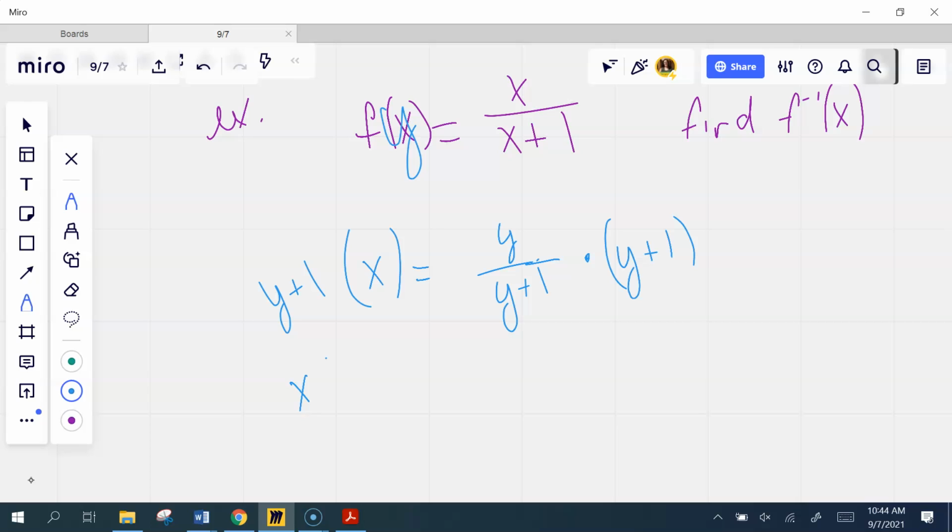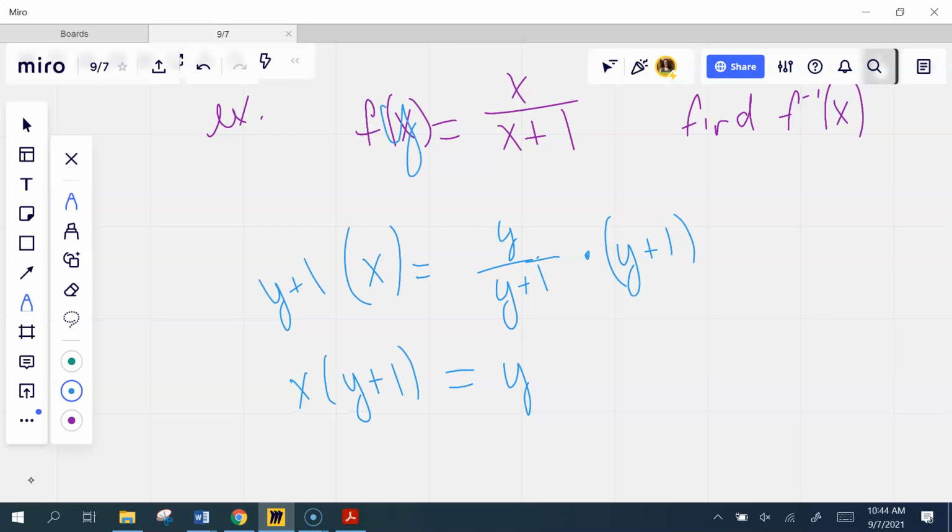So now I have x times y plus 1 equals, what's it equal? Y. My goal is to do what? Get y by itself, right? I have a problem because I see two y's in here. What am I going to do? Okay, subtract y.